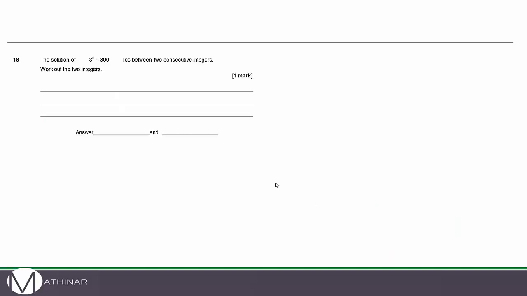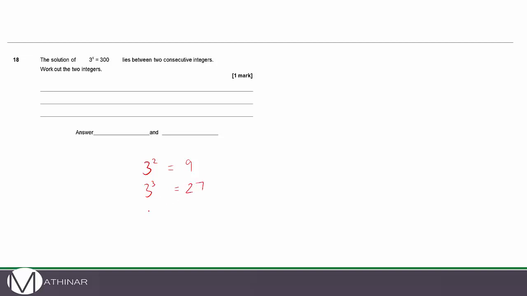Question number 18. The solution of 3 to the power of x equals 300 lies between two consecutive integers. Work out the two integers. So an integer here is a whole number. The best way to do this is just a bit of trial and error. So let's start with 3 squared. We know 3 squared is 3 times 3, which is 9. 3 cubed. So 3 times 3 times 3 is 27.